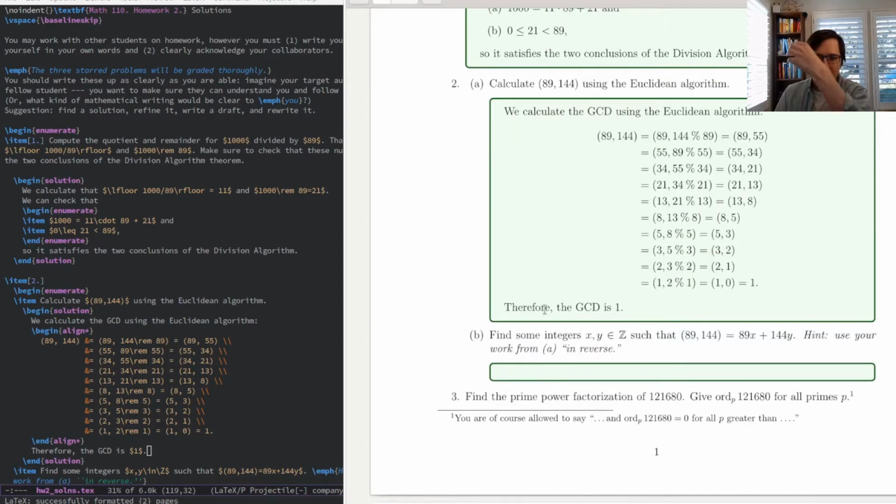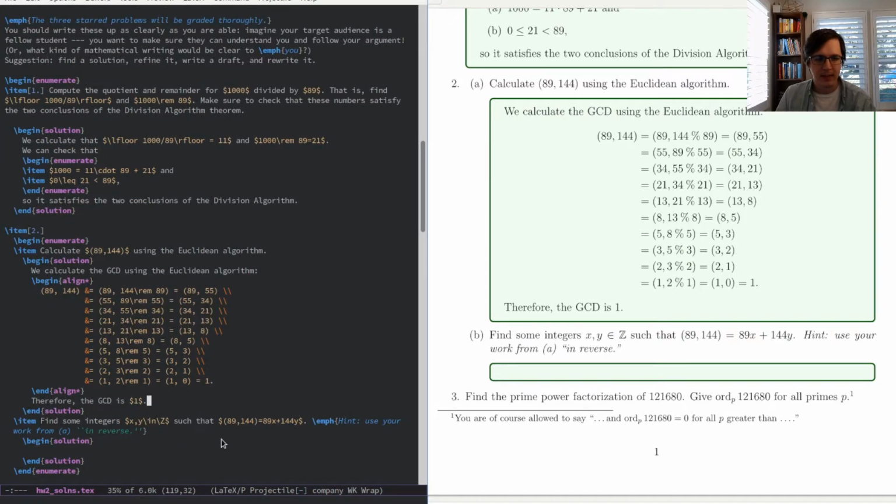So now we want to find these integers x and y such that the GCD is 89 times x plus 144 times y. So we need to do this sort of in reverse. There are a few ways to calculate this. This is the way I like to do it.